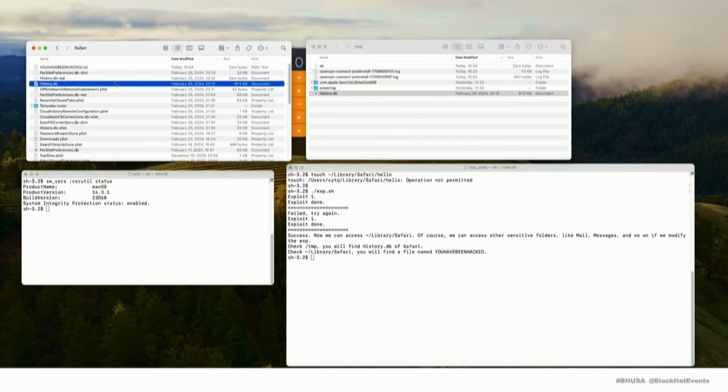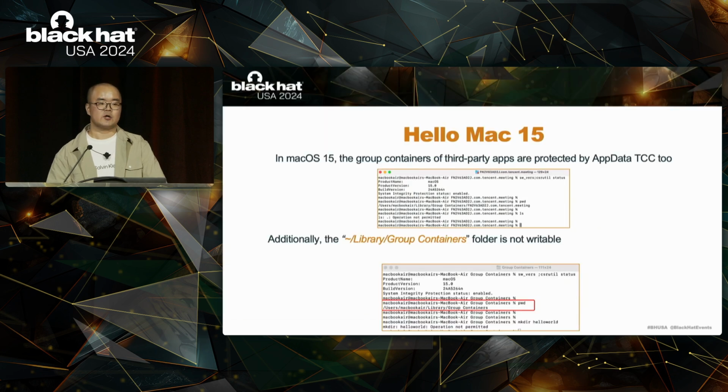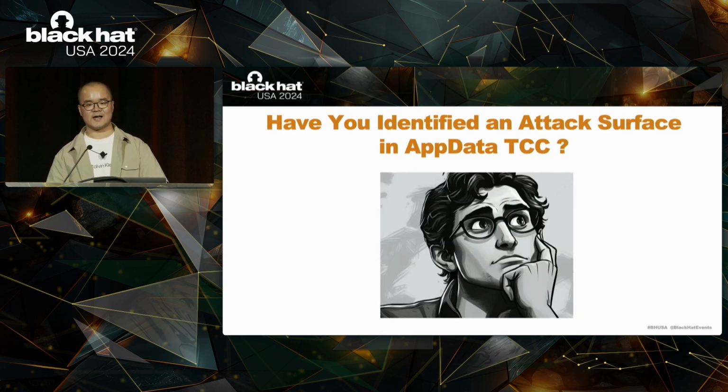Now, there are 3 relevant vulnerabilities. 2 of them have been patched, and the remaining one is under patching, so I may disclose them later. In macOS 15, the group containers of third-party apps are protected by AppData TCC 2. Additionally, the library group container folder is not writable. A question: have you identified an attack surface in AppData TCC?